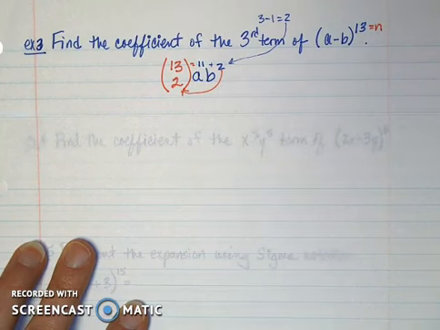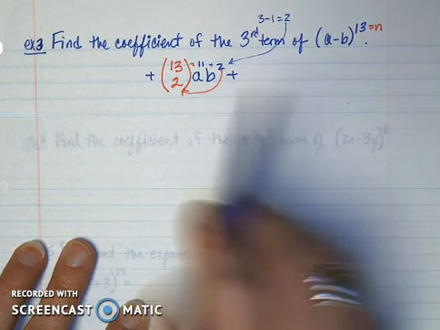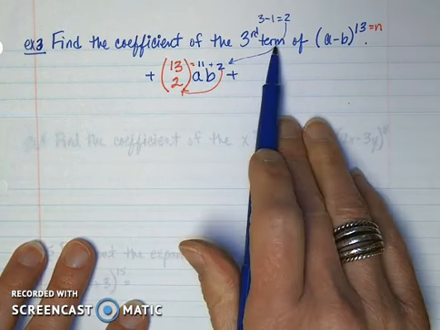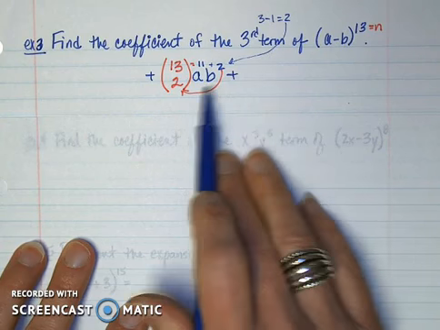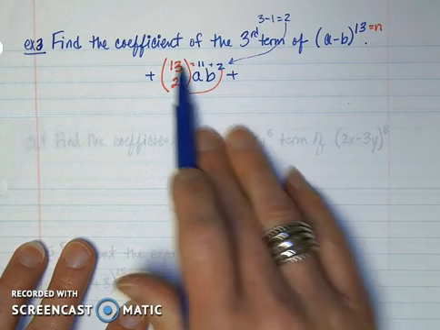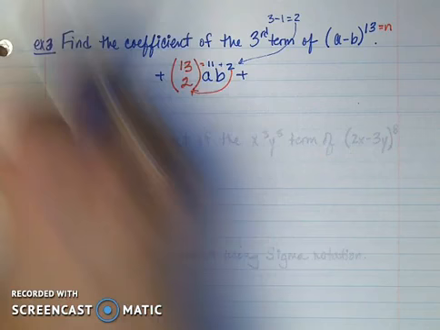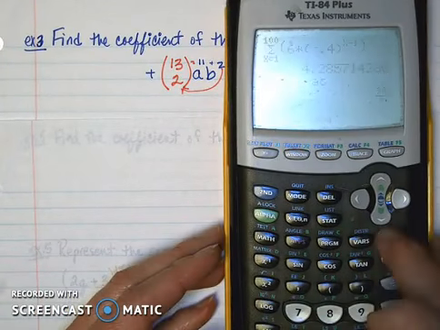Now you're going, Miss Reams, I don't understand what that is, but let me show you how easy that is. All you want is the coefficient of the third term. So you have figured out that the third term is going to be a to the 11th b squared. And this coefficient right here is very easily determined with the combination. So let me show you how we do that.